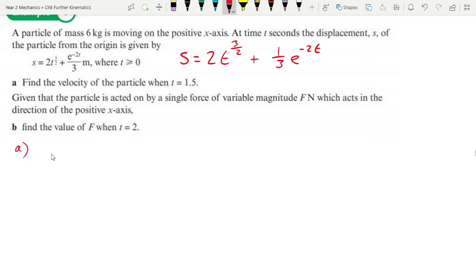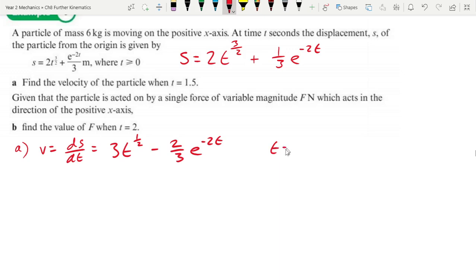Okay, so to find the velocity, we need to differentiate the displacement. So that's ds by dt, the rate of change of displacement is velocity. So I need to differentiate this function here. So 3 over 2 times 2, that's going to give you 3t, and then subtract 1 from the power to get the half. And I've got minus 2, so I need to times by the differential of this. It's kind of like using the chain rule. I need to times this by minus 2, so that'd be minus 2/3 e to the minus 2t.